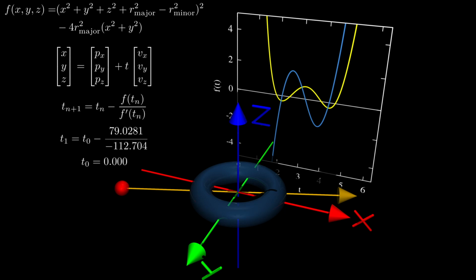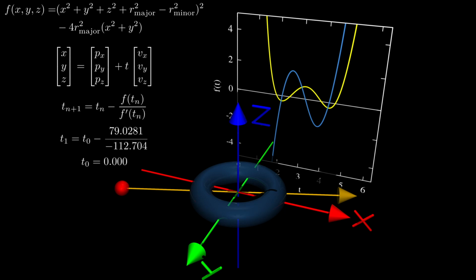Okay, so I've gone back to the example of the torus because it's really much more interesting than dealing with a sphere. And as before, we have our implicit equation here as a function of x, y, z, and we then express that as a function of t by getting the values of x, y, and z from the equation for the line. And then we have the Newton's method equation here, t of n plus 1 is equal to t of n minus f of t of n over f prime of t of n. And below here we have the value.